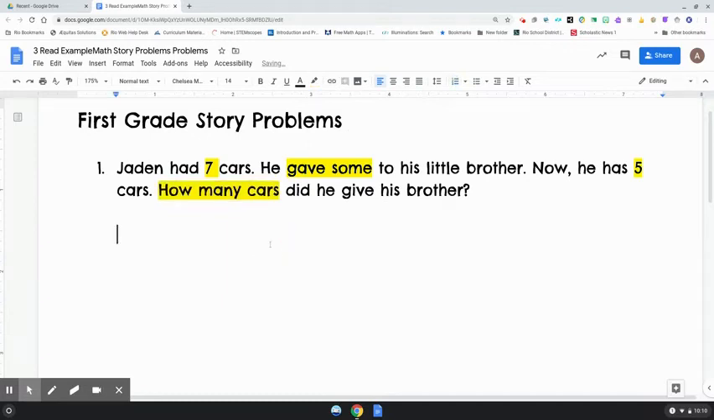For the third read, I'm going to think about what are the tools or strategies I can use to solve this problem. So let me read it for one last time. Jaden had 7 cars. He gave some to his little brother. Now he has 5 cars. How many cars did he give to his brother? Well, I think for this kind of problem, I need to write the equation, and then I think I can just draw a picture and it'll help me solve the problem. So let me do that now.